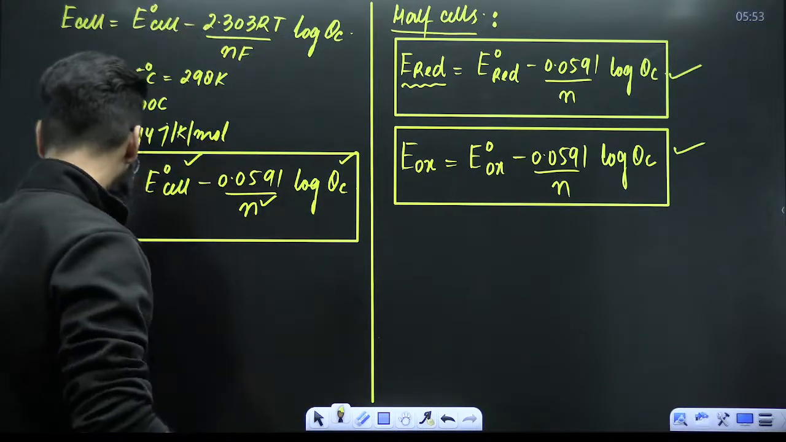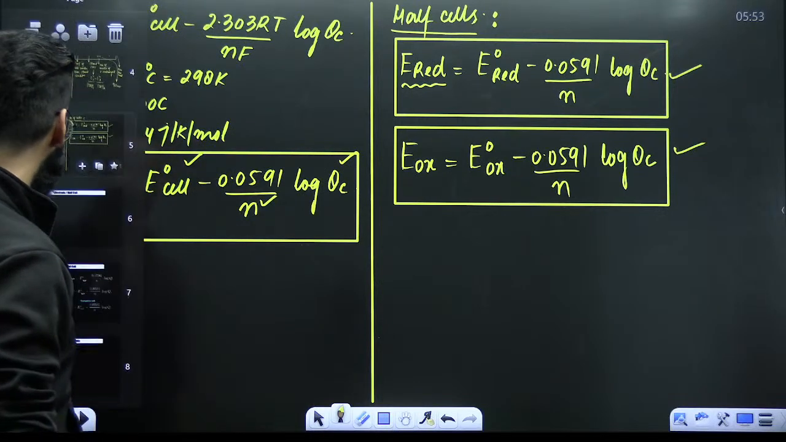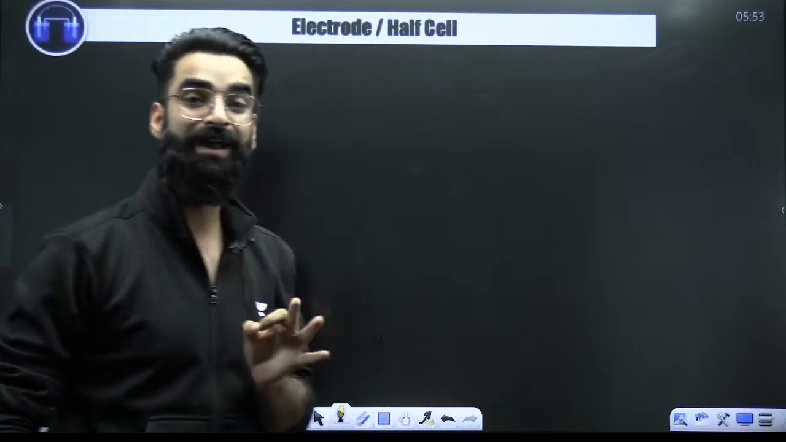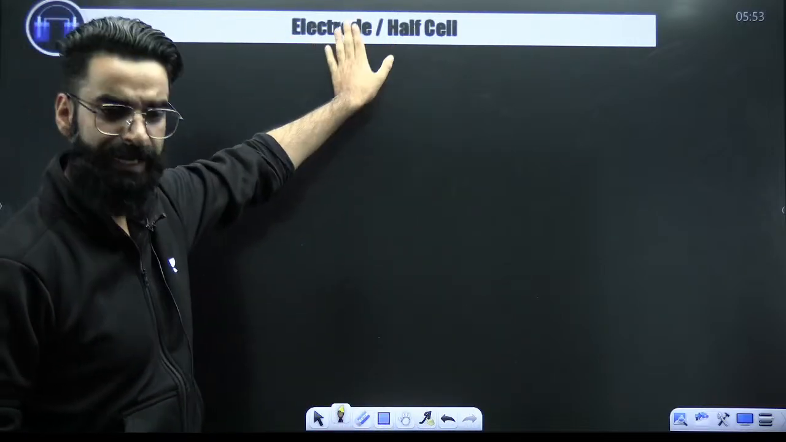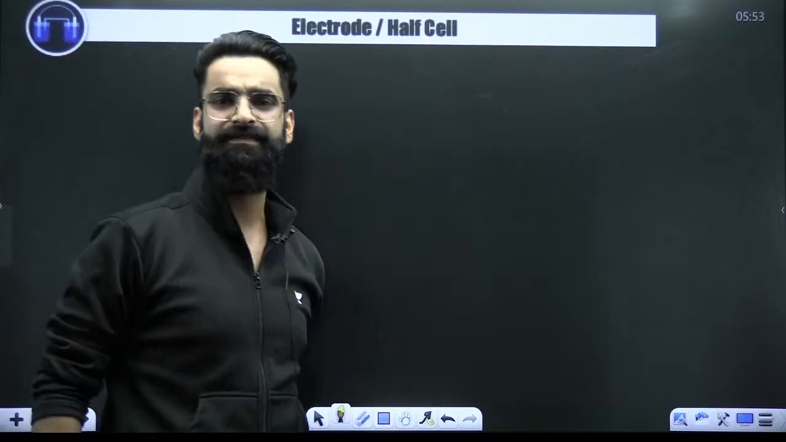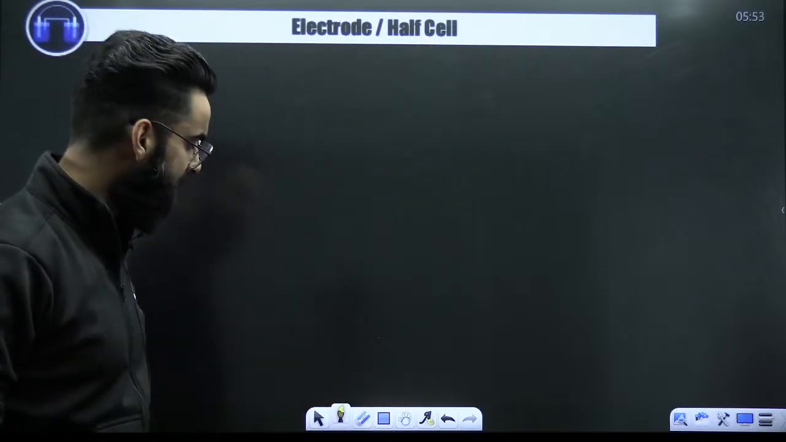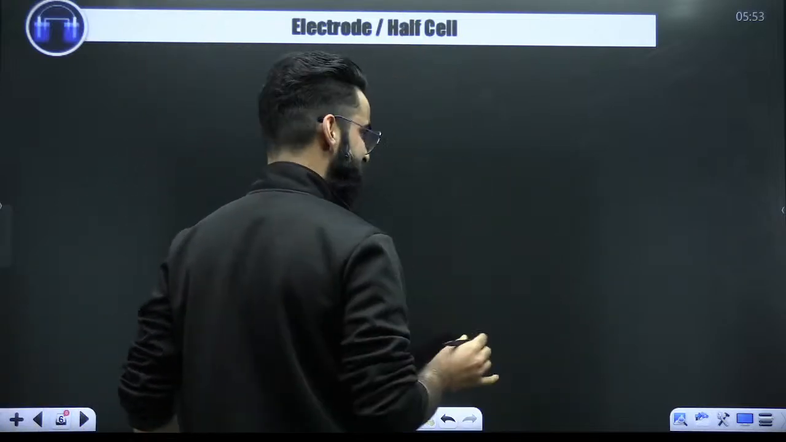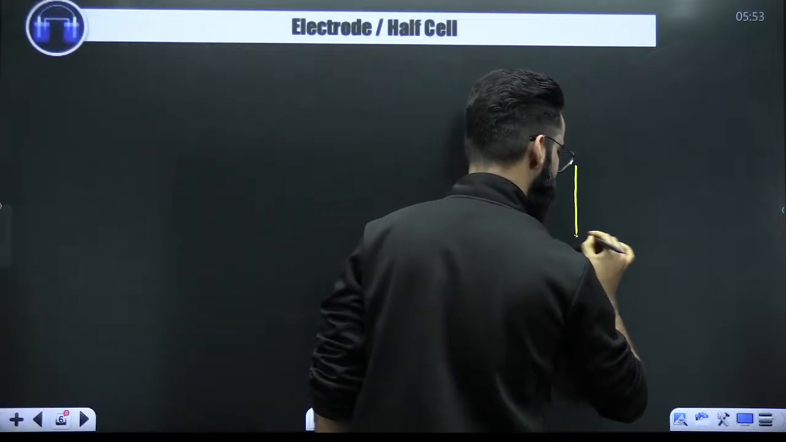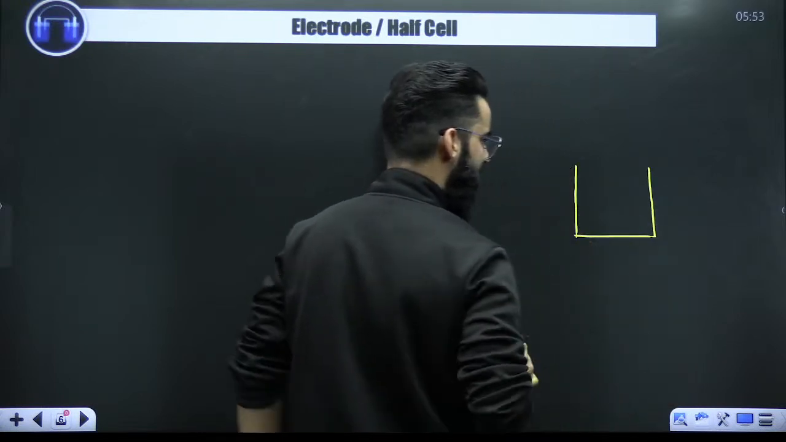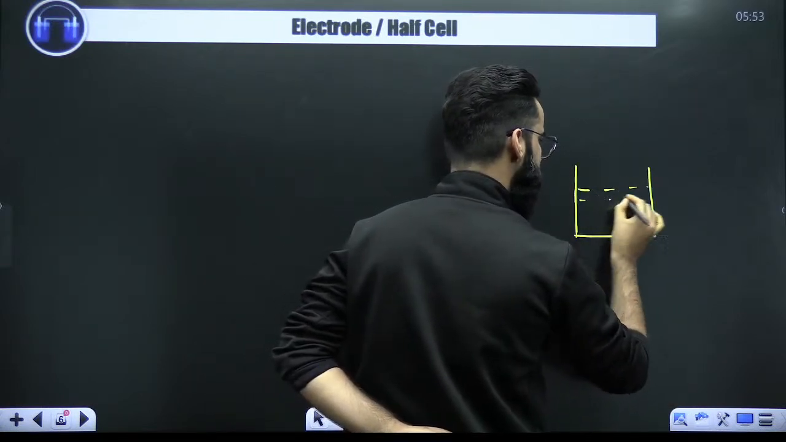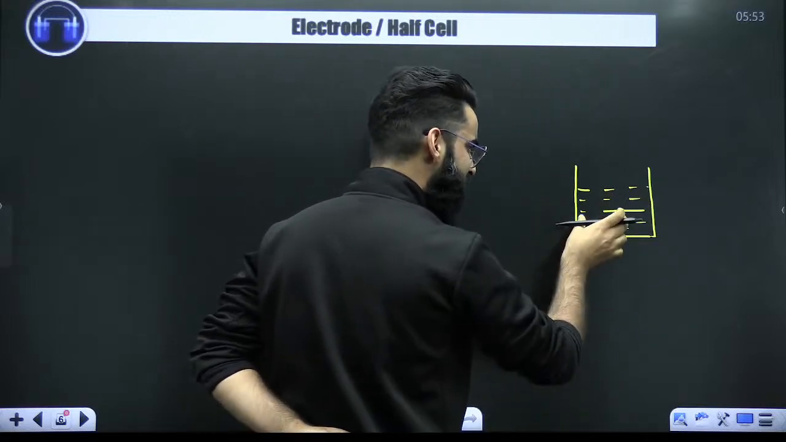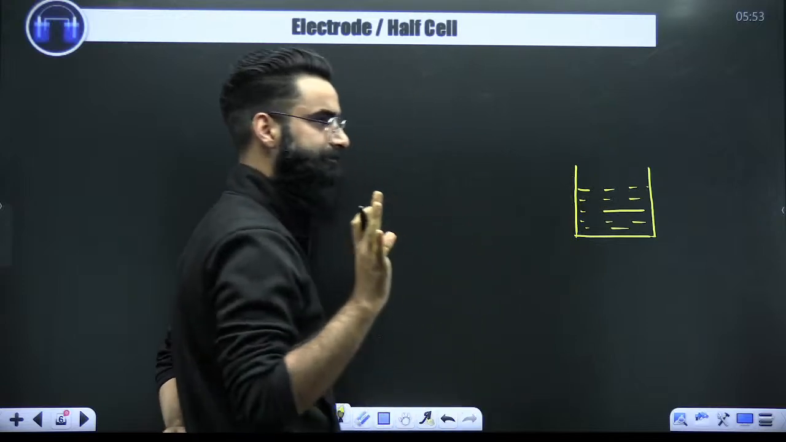Now, one by one, in detail, we are going to discuss how this Nernst equation exactly is used. First of all, I'll show you how Nernst equation is used in case of electrodes, or electrode is something which you call as half cell. Try to understand what exactly I'm going to say. Imagine that I've taken a container. Let's say this is the container. And in this particular container, imagine that there is an electrolyte.